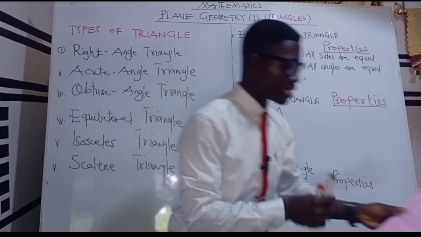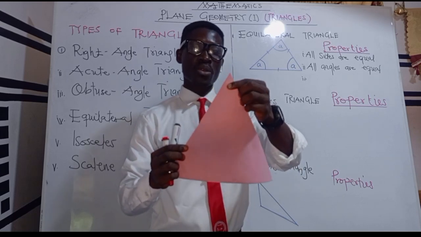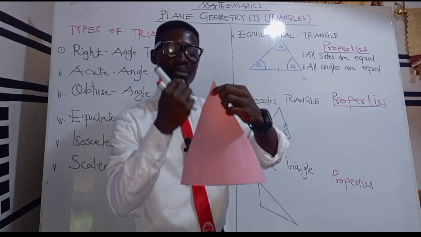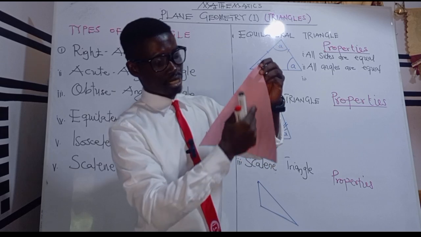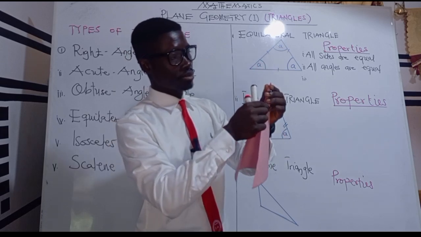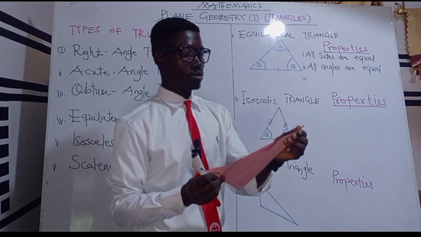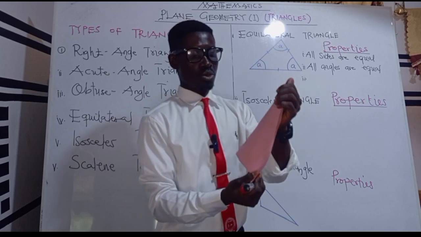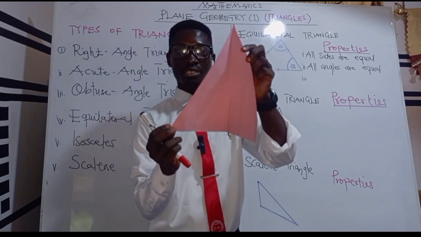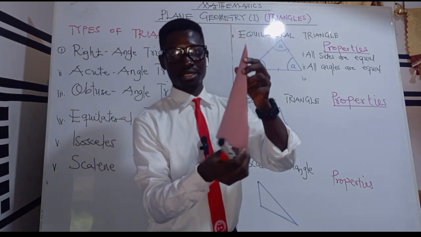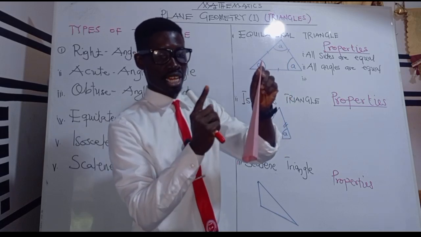So this is an equilateral triangle that I've cut. Now we are going to determine the number of lines of symmetry it is going to have. So let's fold it along this very angle. Let's fold it and see. After folding it, we realize that each of the halves lies on each other. So we can say that this is one of our lines of symmetry for the equilateral triangle.